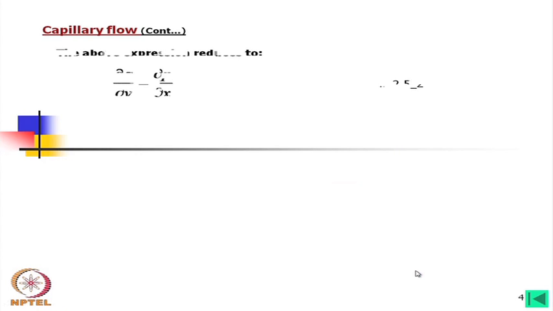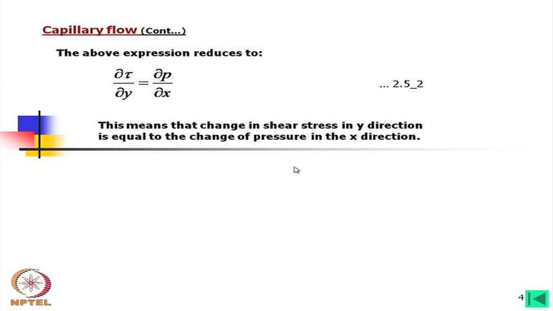Now, we can see that all terms will cancel out except these terms, which will remain. So, what we find is that the change in shear stress in the y direction is equal to the change of pressure in the x direction.